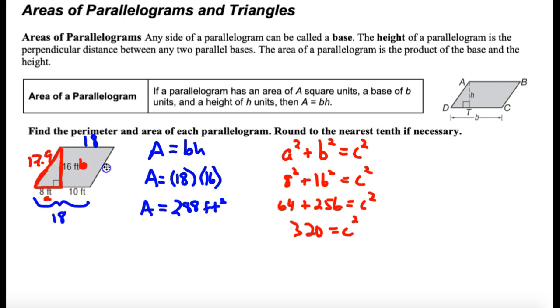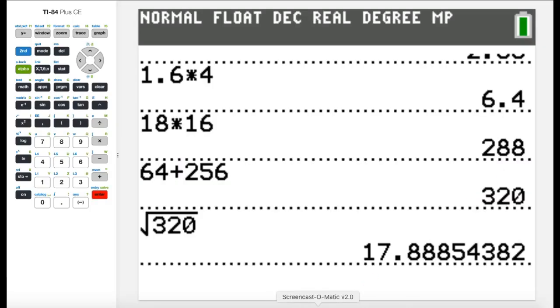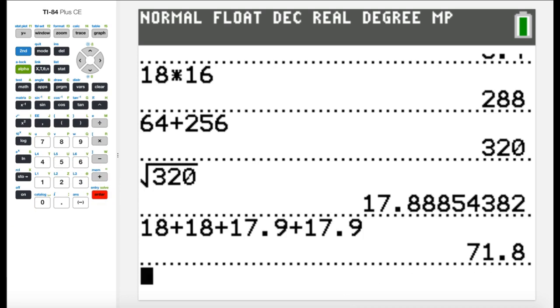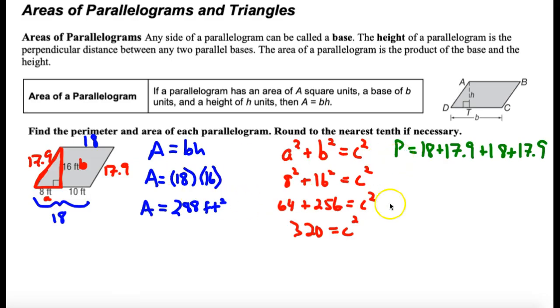That means this side over here is also 17.9. And then we can finally say the perimeter is equal to 18 plus 17.9 plus 18 plus 17.9. We get a perimeter of 71.8, and our units would be feet.